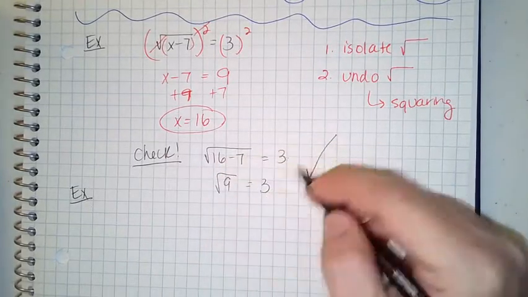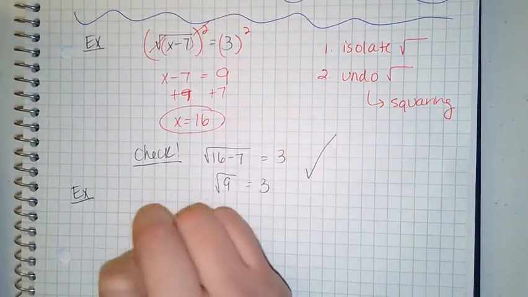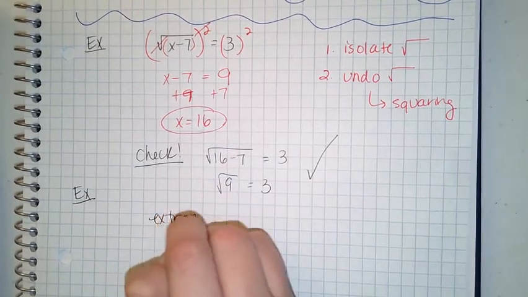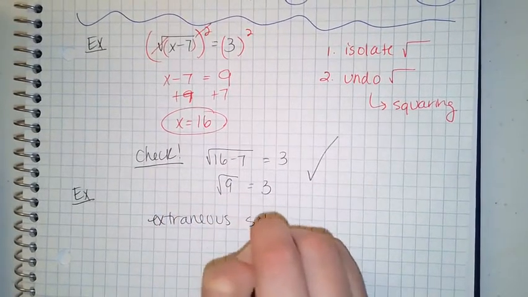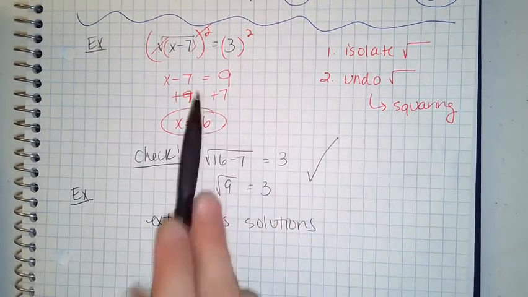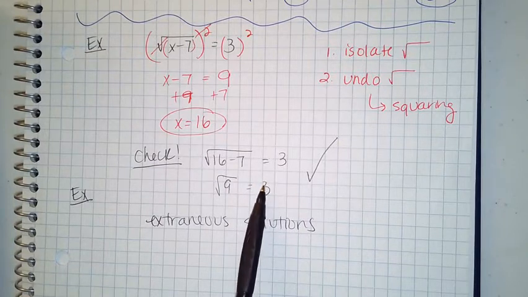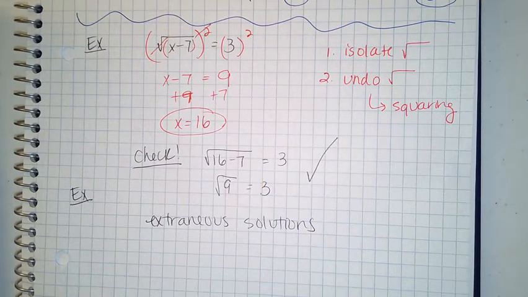Sometimes when you plug this back in, it won't work, and those are called extraneous solutions. They don't happen that often, but that's why you always want to check, because sometimes you'll do everything right up here and something weird will work out down here. It won't actually come out to something that's equal.